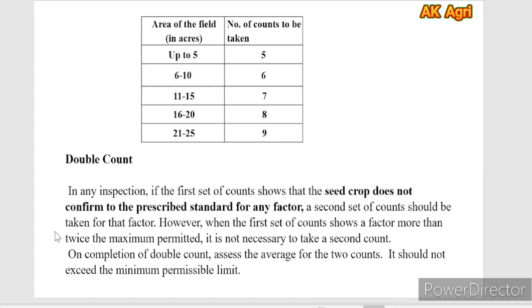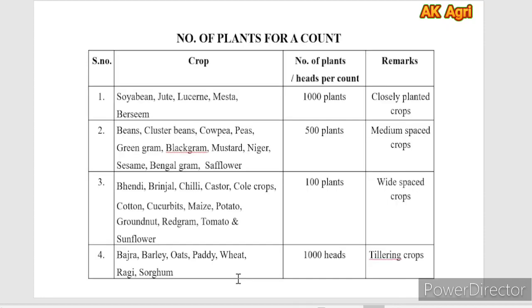Now let us know the double count. A double count has to be taken by the field inspector if the seed crop doesn't conform to the prescribed standards for any factor. In that situation the field inspector can go for the second count. If the first set of counts shows factors which are more than twice the maximum permitted, then it is not necessary to take the second count or double count. On completion of the double count, the field inspector has to assess the average of both counts, that is the first and second count, and it should not exceed the maximum permissible limit. This is about the double count.